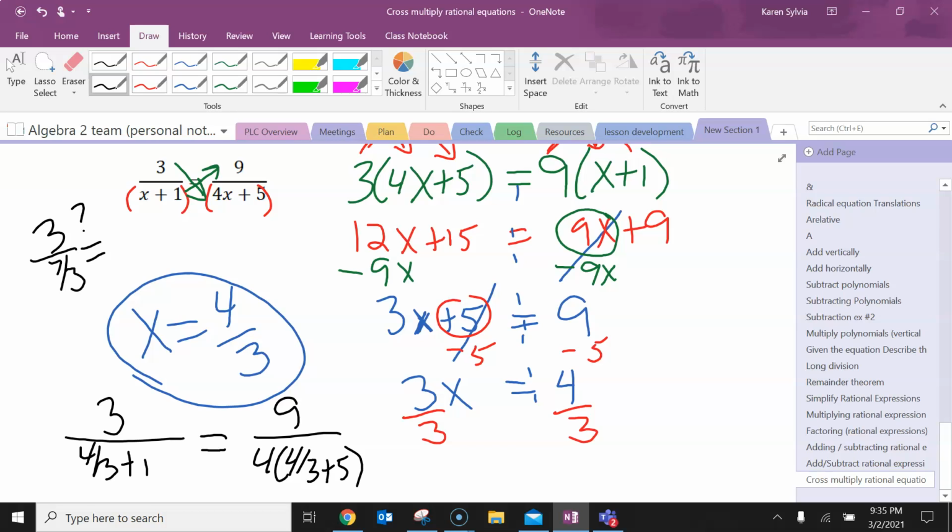4 times 4/3 is 16/3, plus another 5 is 21/3. So I have 9 over 21/3. What I can see is that from 3 to 9, we multiply by 3. And when I look at the denominator, 7 to 21, if I were to multiply that by 3, they're equivalent, which means that my answer does check.